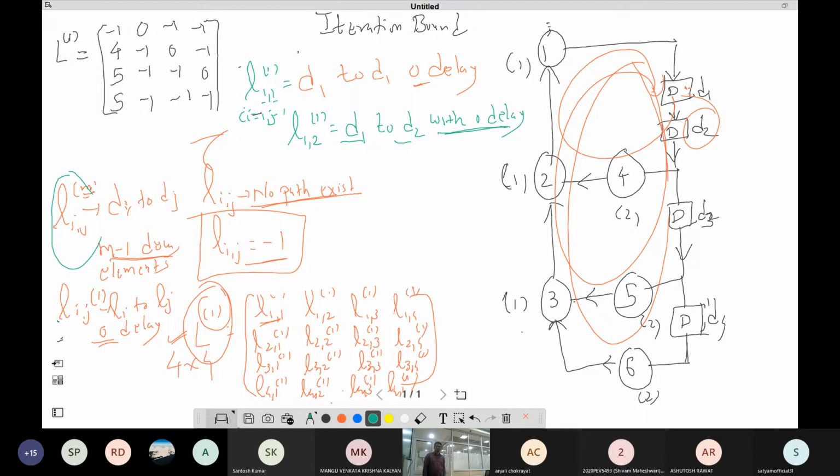Yes, sir. One minute. Maybe I think you can observe this. Okay, just observe this: D1 to D2. This path exists, but there is no in-between node, so there is no delay associated with it.